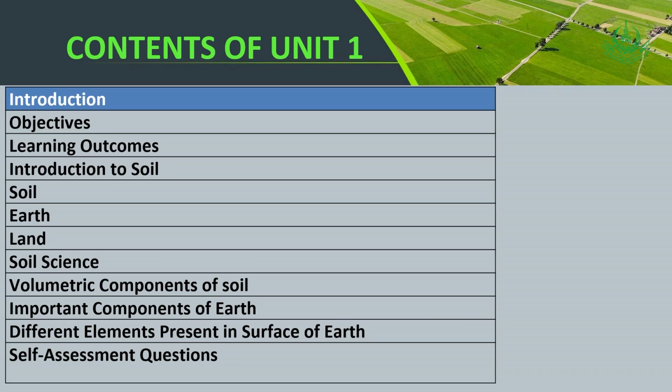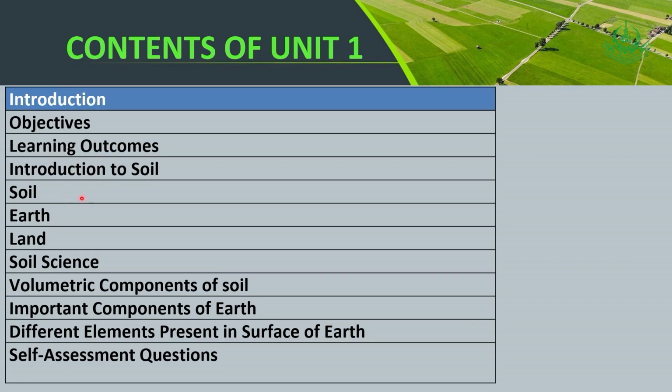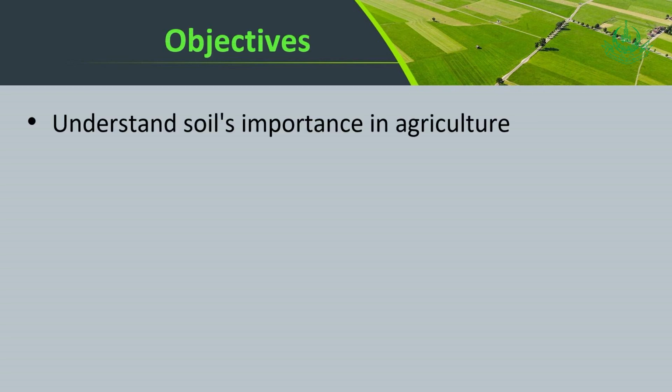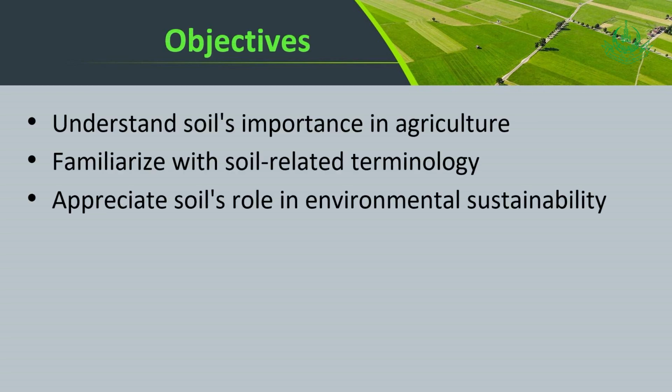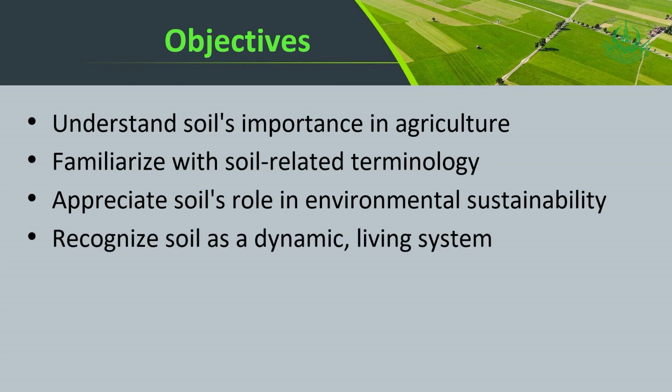We are going to introduce the soil, and then we are going to discuss soil, earth and land, and what the difference is between them. Then comes soil science, then the volumetric component of soil science, then important components of the earth and the different elements which make up the soil. This is the objective of this course.